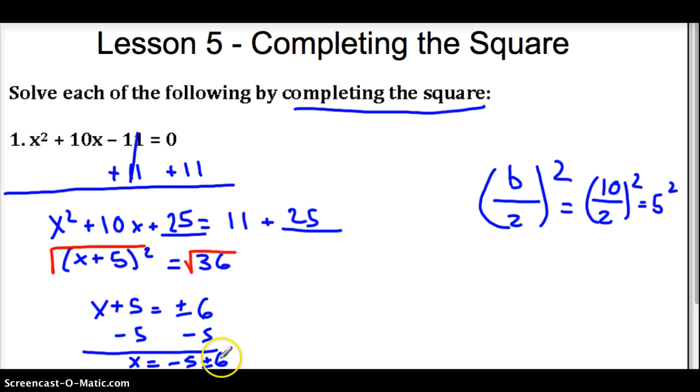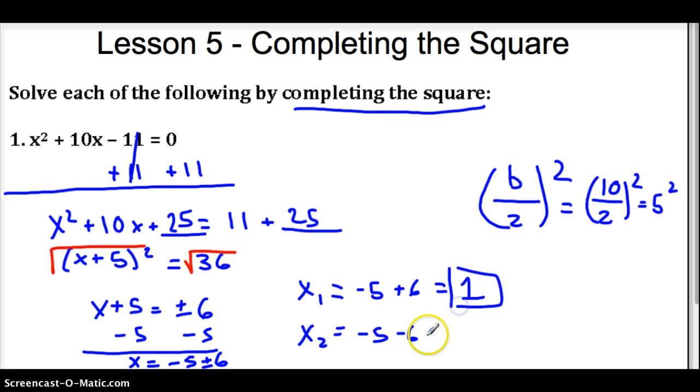And why is there a plus or minus? Well, it's because there's two roots, right? So x1 and x2 could be two different things. We could do negative 5 plus 6 or negative 5 minus 6. Well, when we add them, we get x could be either equal to 1 or x could be equal to negative 11. Alright, those are our two possible solutions.